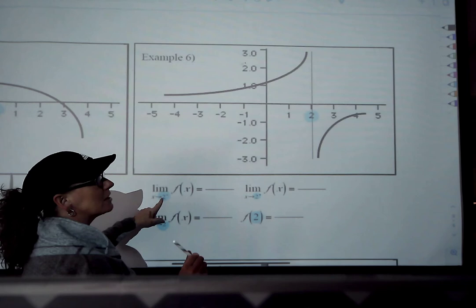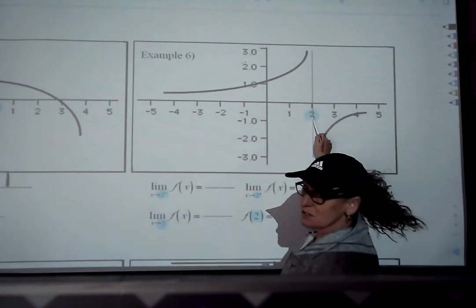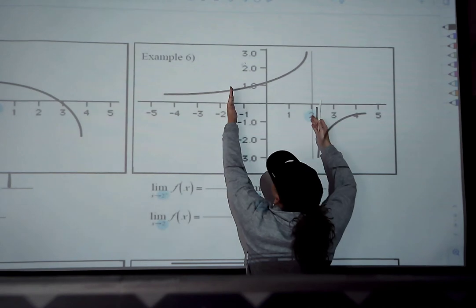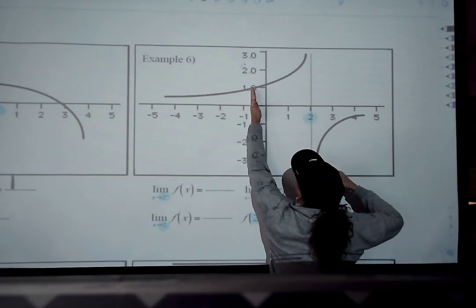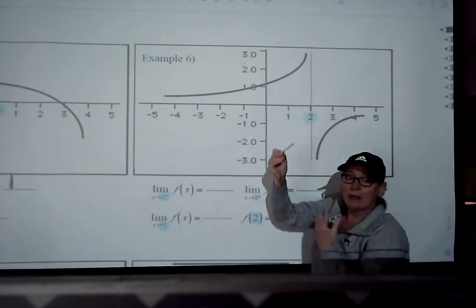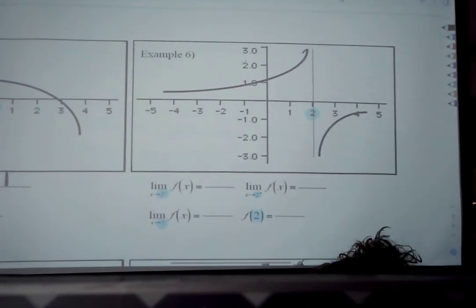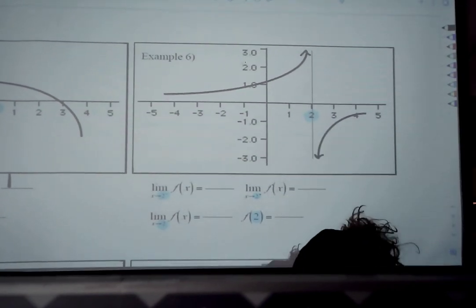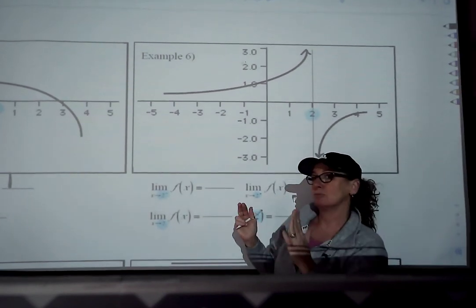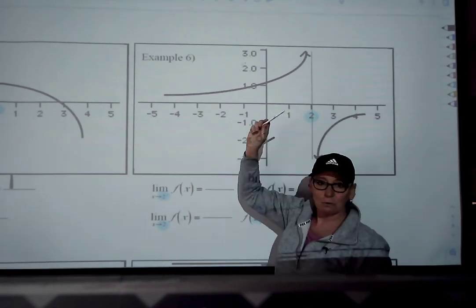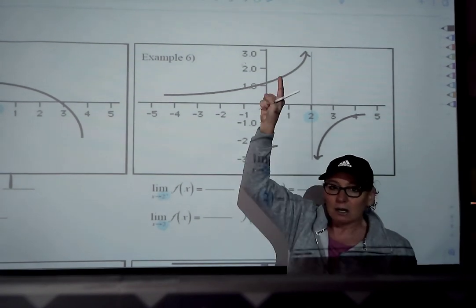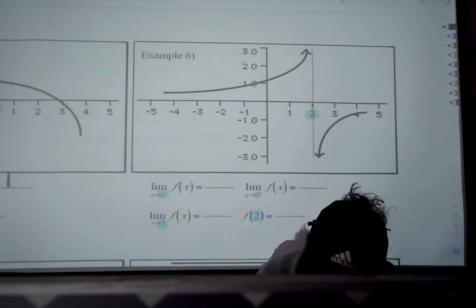Next question. Now we're looking at positive 2. I've highlighted it for you. This is where your eyes need to be, okay? From the left, jump to the left. As I move closer and closer to 2, where are my y's headed? The way that I interpret this graph, I think it keeps going, don't you? So as I get closer and closer to this asymptote, where are my y's headed? My y's just keep getting bigger and bigger. My y's are headed to positive infinity.